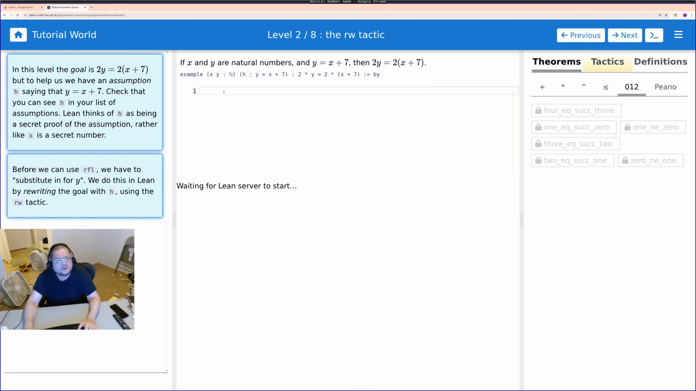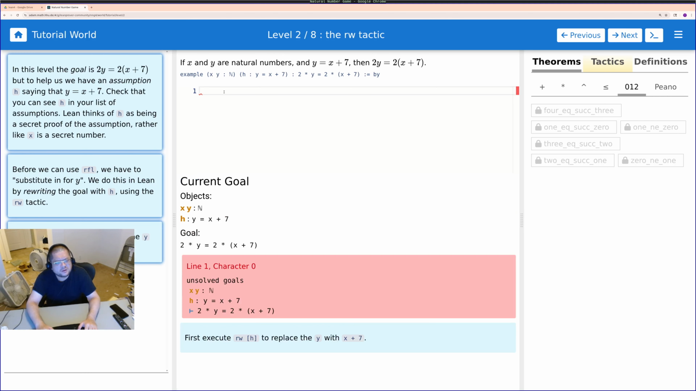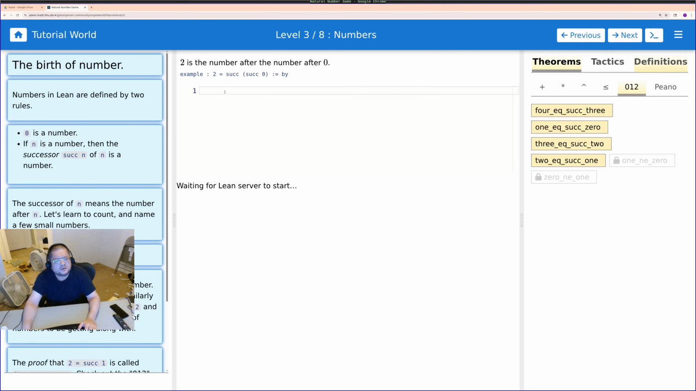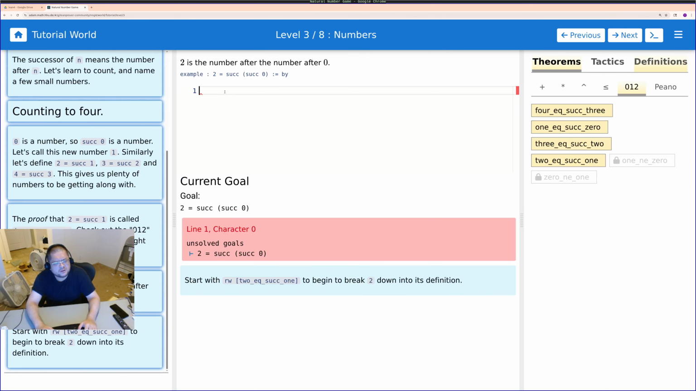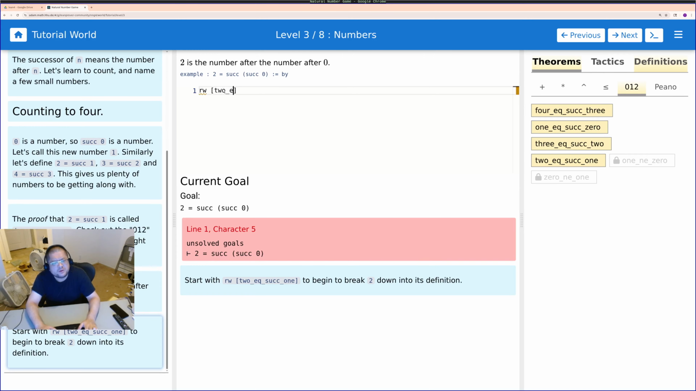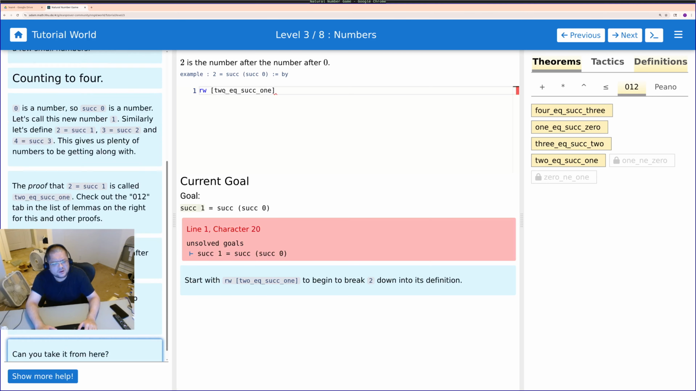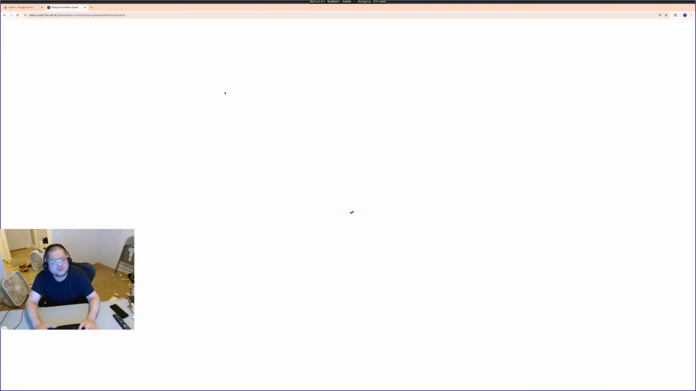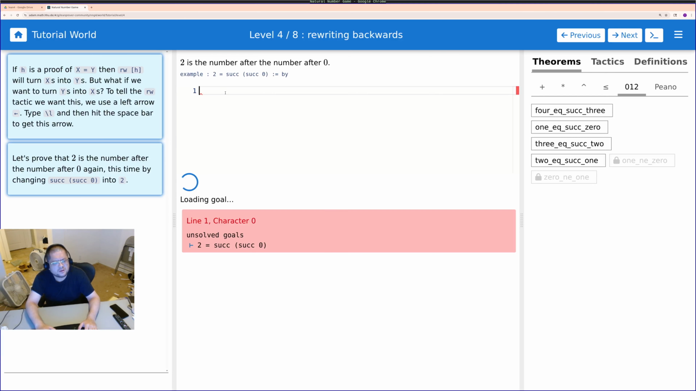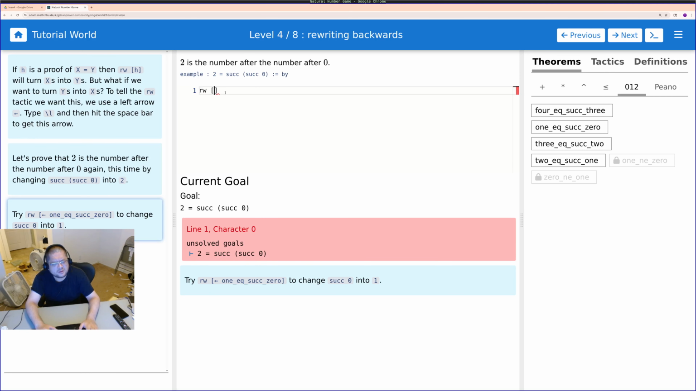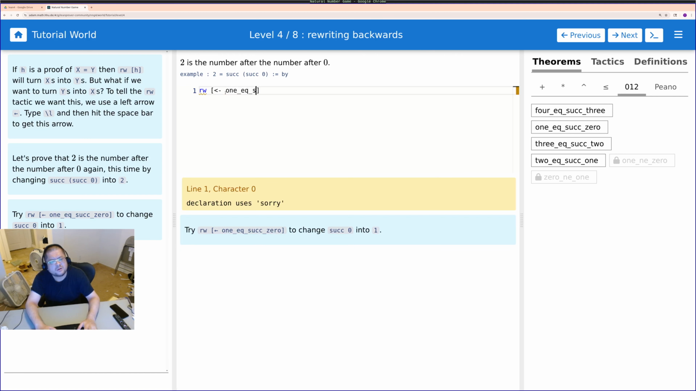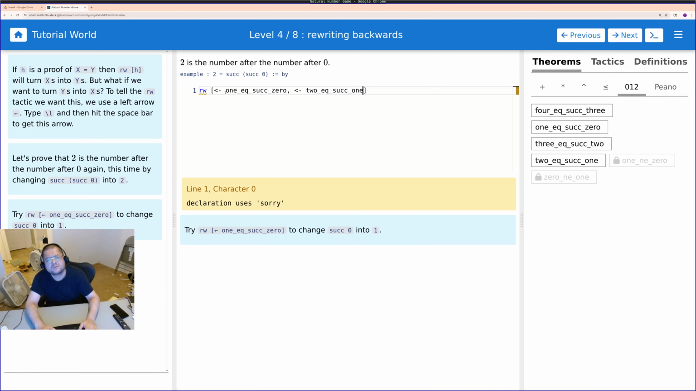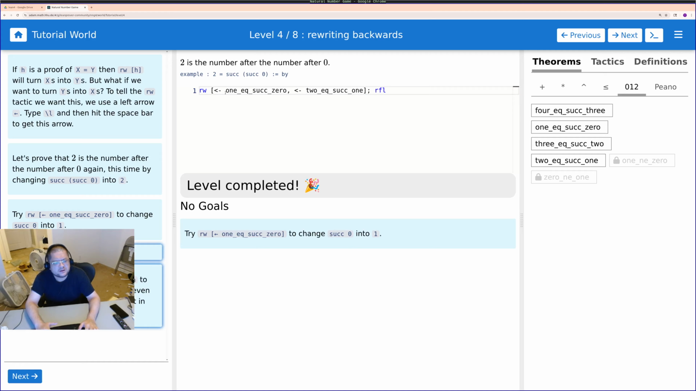RFL. Rewrite H and then reflection. Rewrite 2 equals successor 1, 1 equals successor 0, and we're done. 1 equals successor 0, 2 equals successor 1, reflection, and we're done.